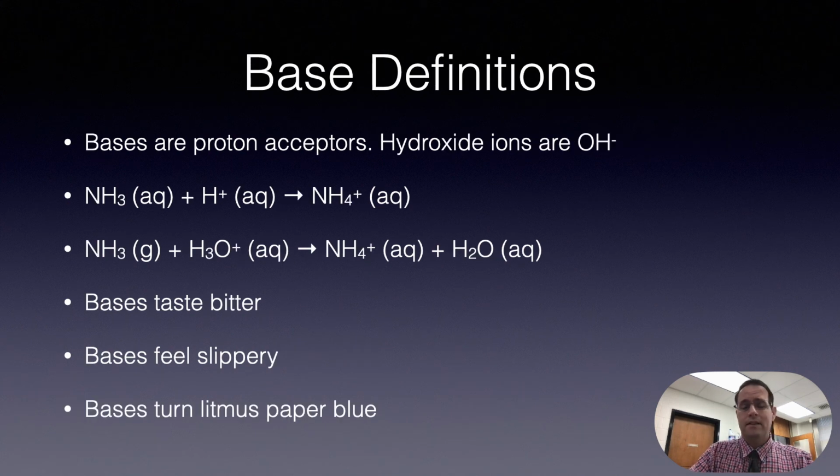Bases have very similar definitions. They are defined as proton acceptors. So it doesn't matter what molecule we are talking about. If it reacts with a proton and it gains a proton in a chemical reaction, we classify that substance as a base. Now, hydroxide ions show up quite a bit when we're talking about bases, and this is a polyatomic ion with a -1 charge, and it's OH-, okay?